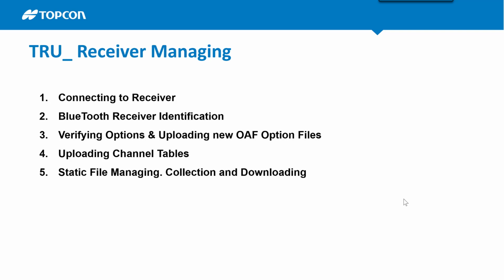We're going to be looking at the option files, verifying what options we do have, and going through the motions of uploading a new OAF option file. We're also going to be uploading a channel table. We're not going to be creating a channel table, but this is taking it as if the dealer created it for the end user, and uploading that channel table and verifying that they are there and changing the channels appropriately.